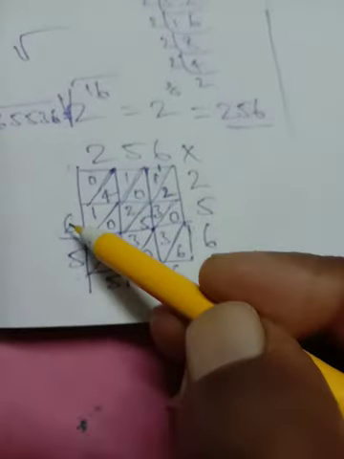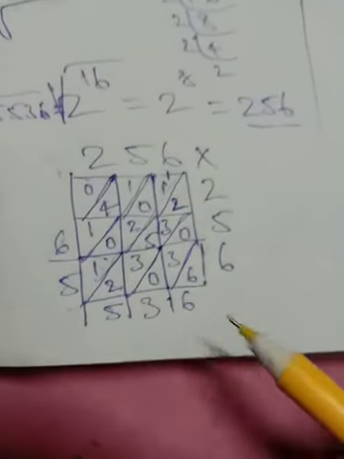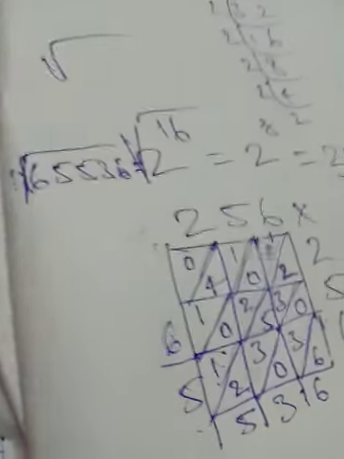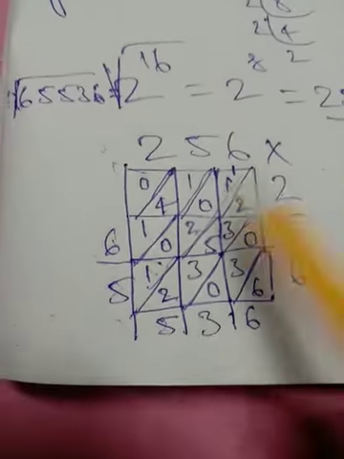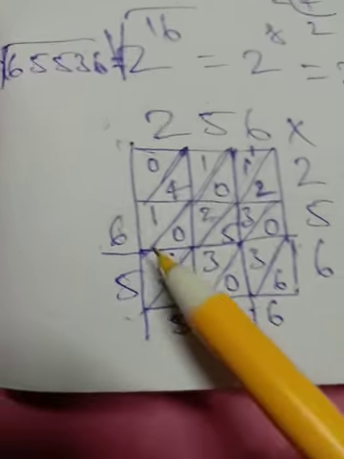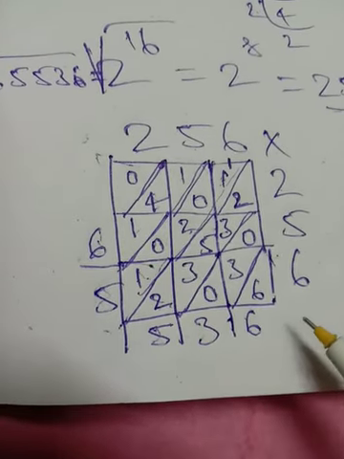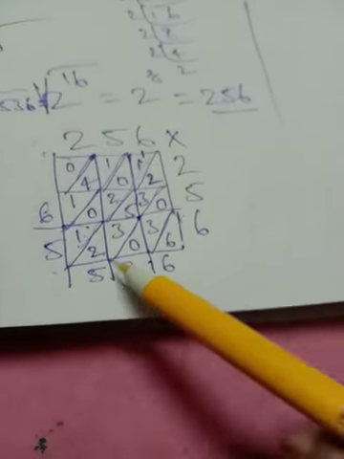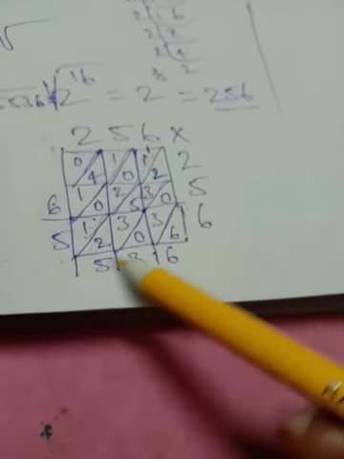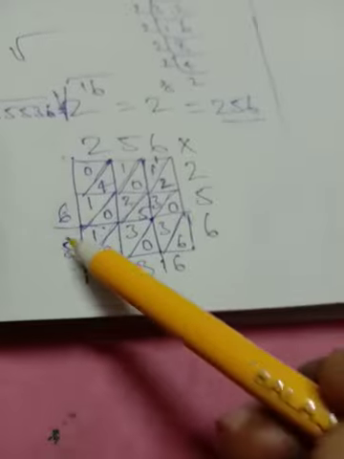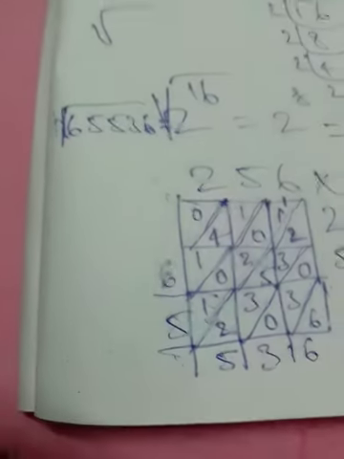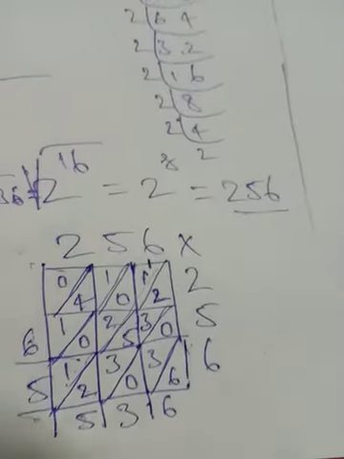So the number is 65,536. You can see 256 into 256, we got 65,536. All the lines are added here. This is the number 65,536. Here we found the square root like this.